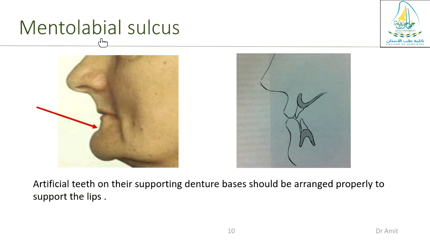Now the second extraoral structure is the mentolabial sulcus, which is present between the mentum and the labial or the lower lip. When the lip sags inside, this mentolabial sulcus also becomes prominent. Here in this schematic diagram, you can see if we provide a maxillary denture and a mandibular denture, this is the labial flange of the denture, which supports the lip. That's why it is known as the labial flange.